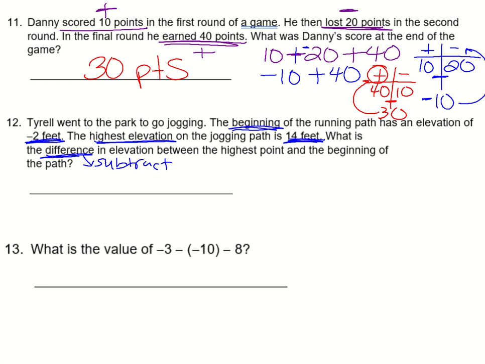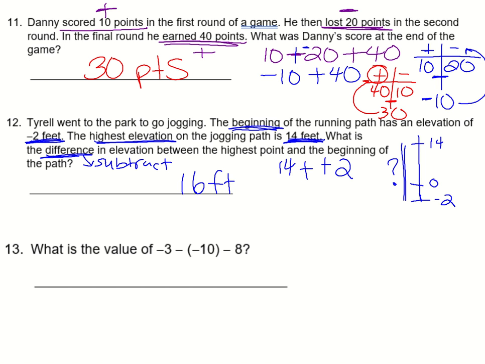If I draw a picture, 14 feet is here, 0 is here, and -2 is here. And so I'm trying to find this right here. How far apart are they? So 14 take away -2. Add the opposite. When you add the opposite, you can see that they're both positive. And now I can just add them together, and that's why this was 16 feet. I think most of us are getting these wrong because we're forgetting to add the opposite. Keep, change, change.